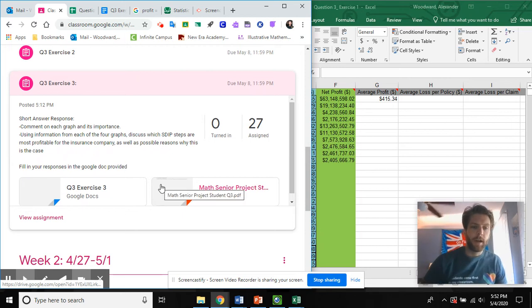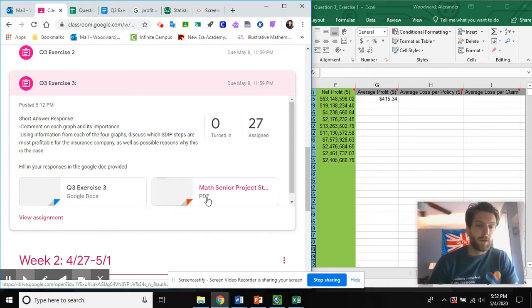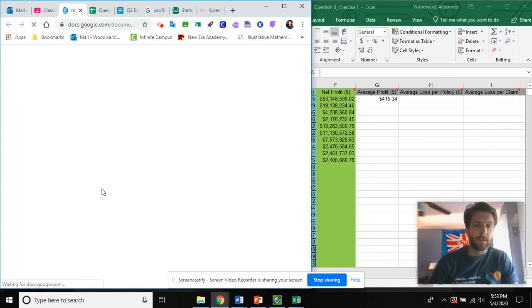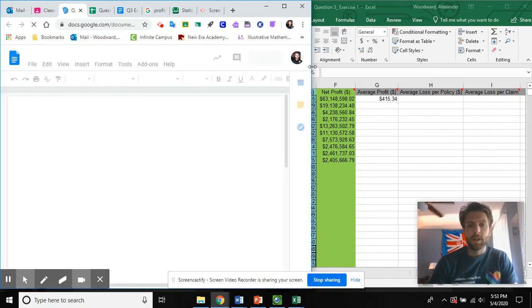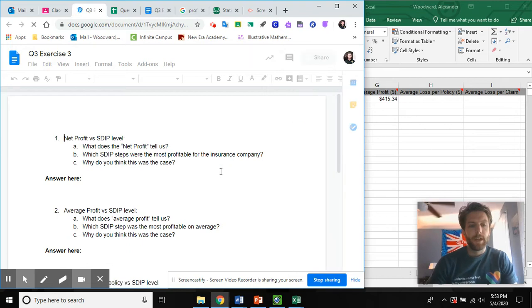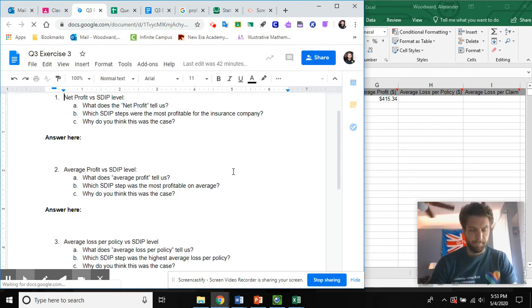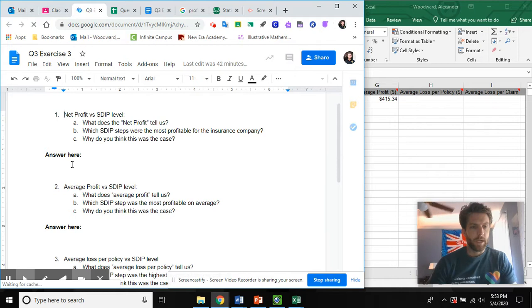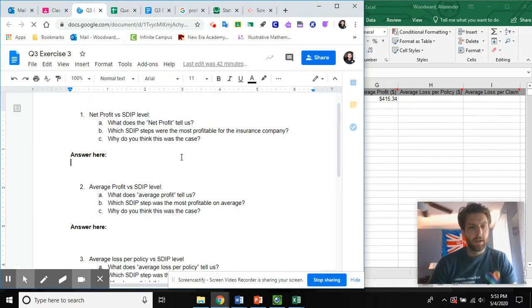Exercise 3. Now you are looking at the short answer responses. So you've done the table, you've done your graphs, now you're trying to take some information away and make sense of what this graph and the table are telling us in relation to the original question. Okay, so I made a Google Doc for you where you can answer these questions. You're going to click on the Google Doc, and then it has your questions in there with space provided for you to put the answer.